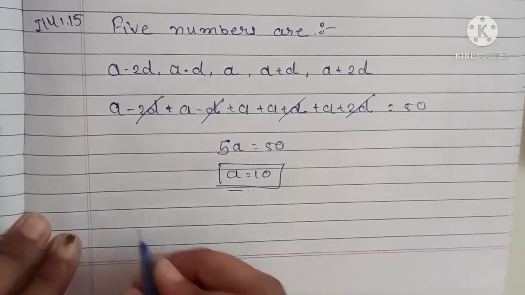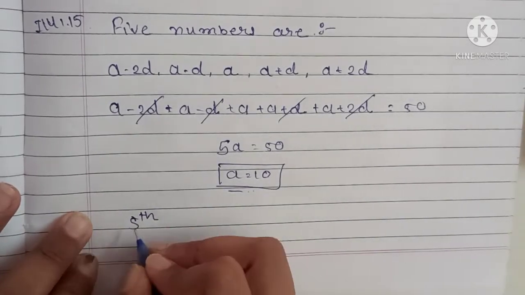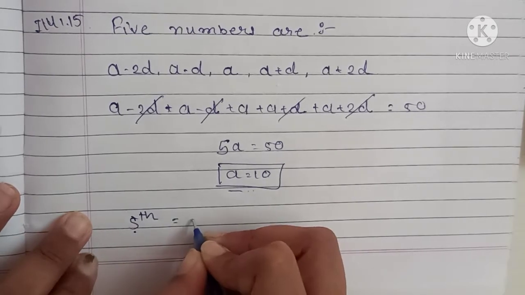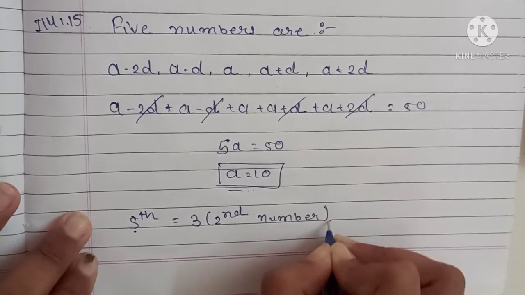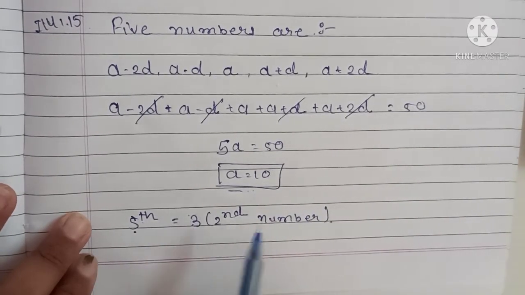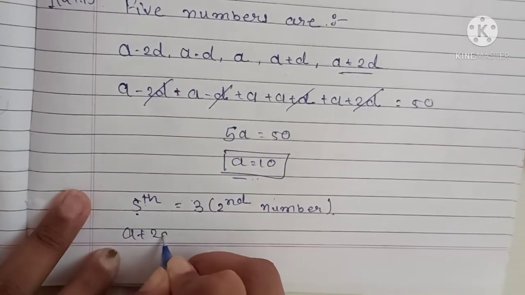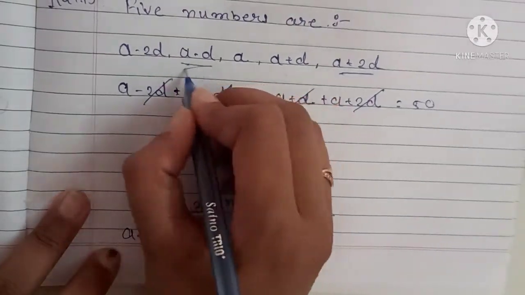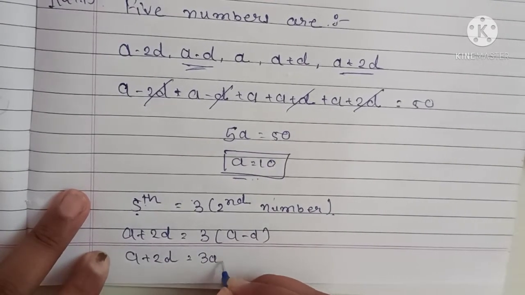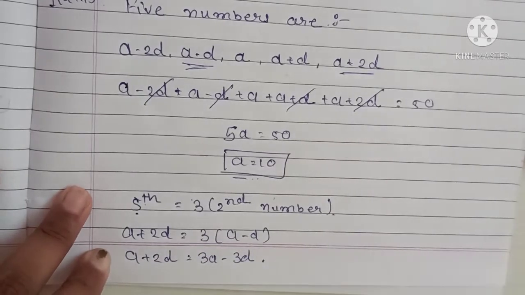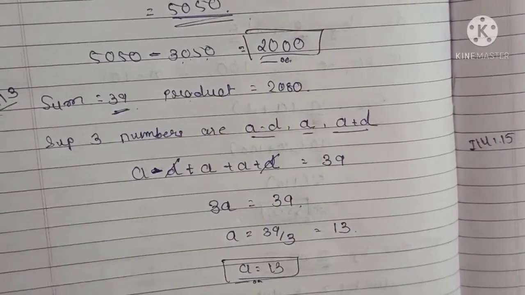Now one statement is given. That is the fifth number is 3 times the second number. Right? So what is the fifth number? Fifth number is a plus 2d. It is 3 times the second number. Second number is a minus d. So a plus 2d is equal to 3a minus 3d. Right? Let's put and solve this.